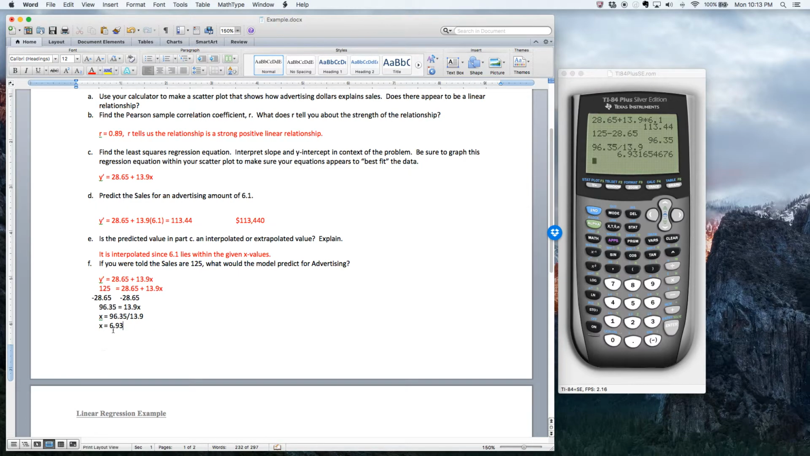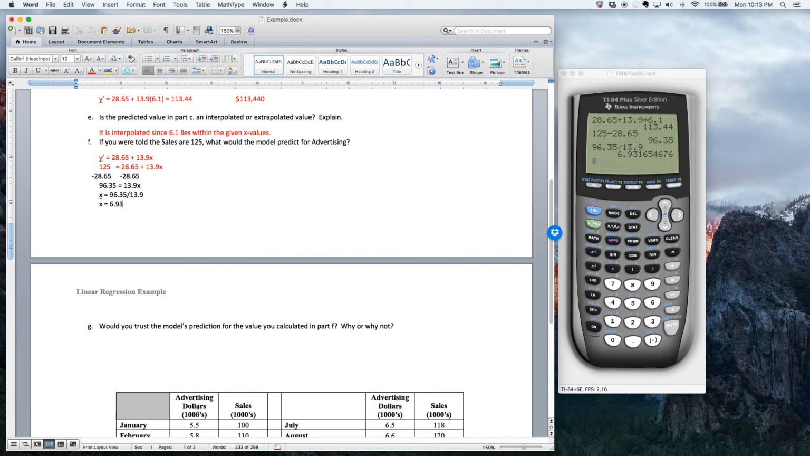So that means we spent 6.93 on advertising. Now, obviously, don't forget it's in thousands. So you move that decimal 3 spots to the right. That's $6,930. All right, so this involved obviously solving an equation.